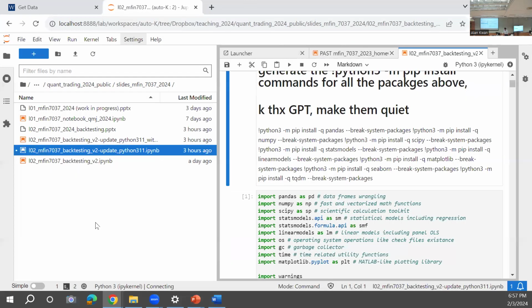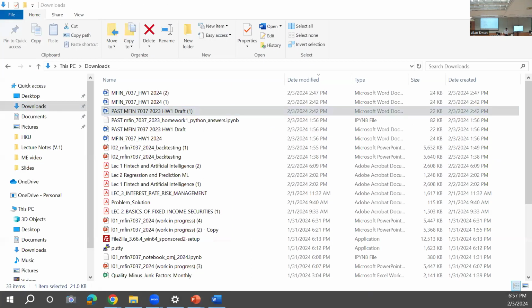Sorry, let me just log back into my server. I just wanted to show you guys one thing. This computer's so slow, sorry.